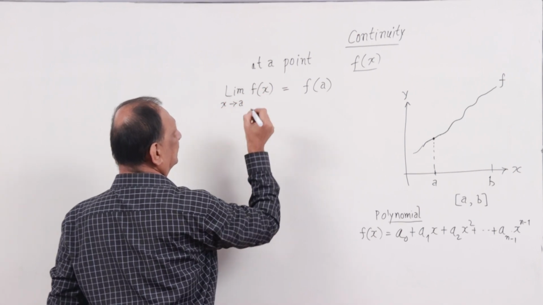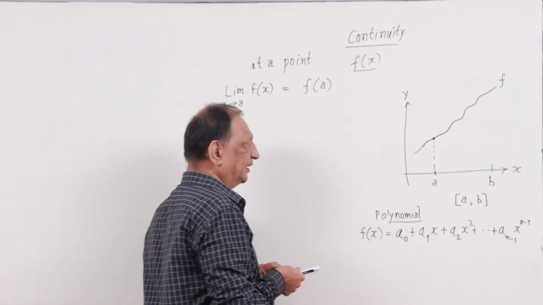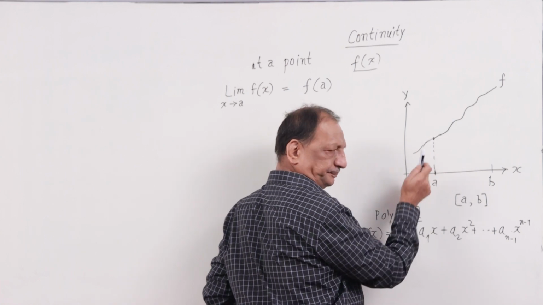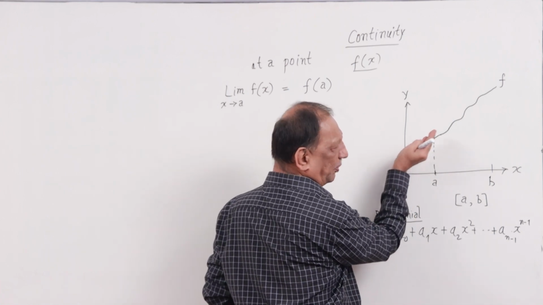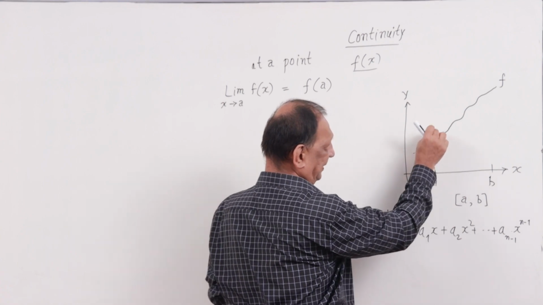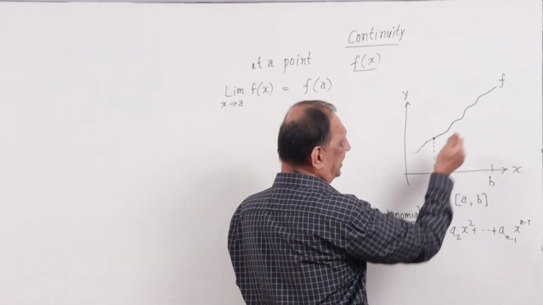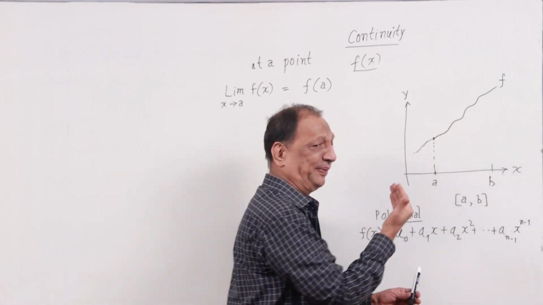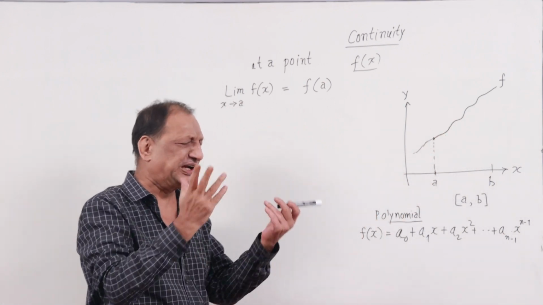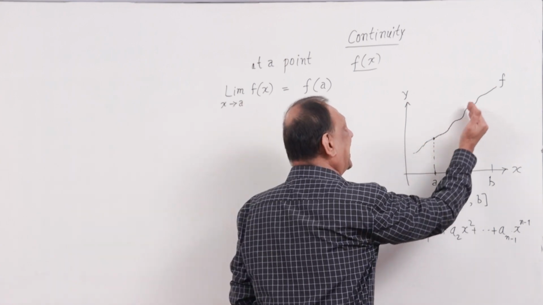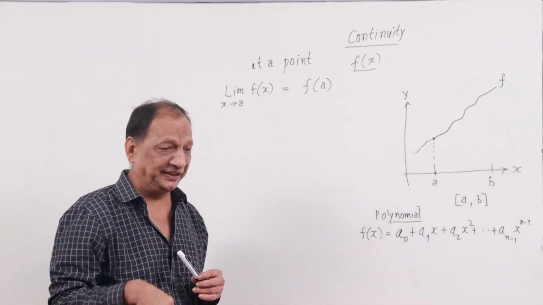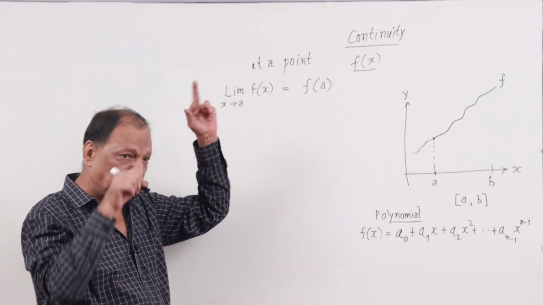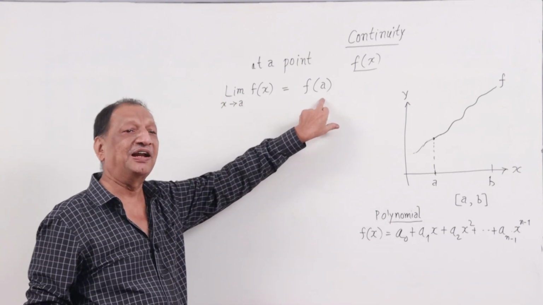Very simple. When x approaches a, it can approach from the left side, that is, values less than a going up to a and not touching it. Or it can approach from the right side also. Many times people call these a left side limit and a right side limit. But we just call it a limit, because the left side limit and right side limit must be the same. Then only we call it a limit.